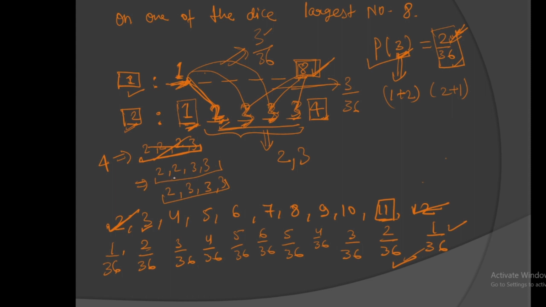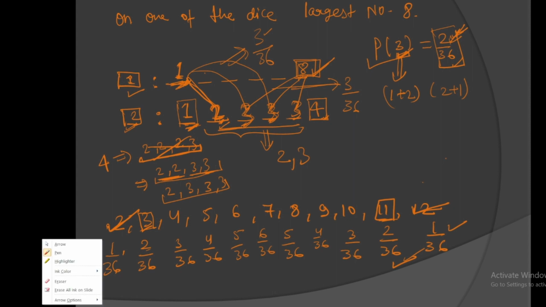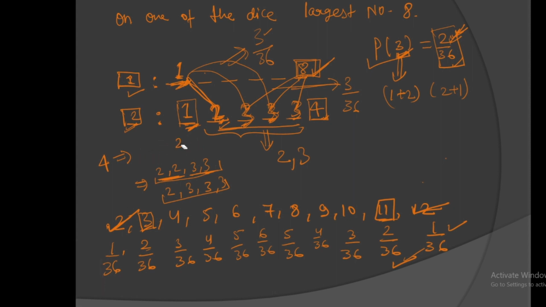So we can have these two conditions satisfied only if 2 is repeating twice and 3 is also repeating twice. So this is the wrong case. This is not possible. This is also not possible.